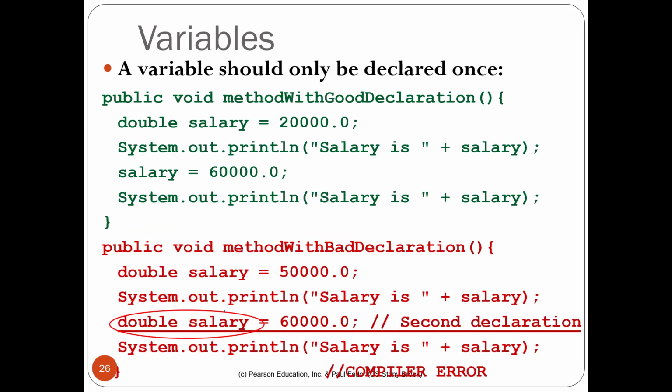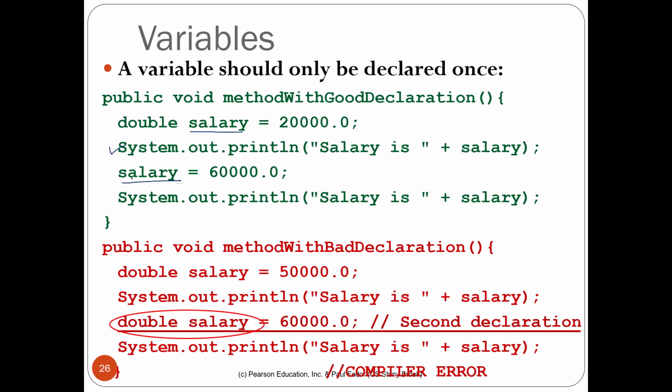Okay, so what do we have here? Let's see. So here everything is fine in the green color. You have double salary, which is 20,000. You are printing that the salary is 20,000. And then what you did, you're using the same salary variable and putting a different value in that. That's perfectly fine. Now you are assigning 60,000 to the same variable.